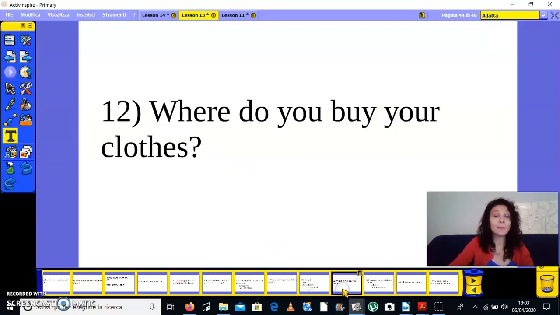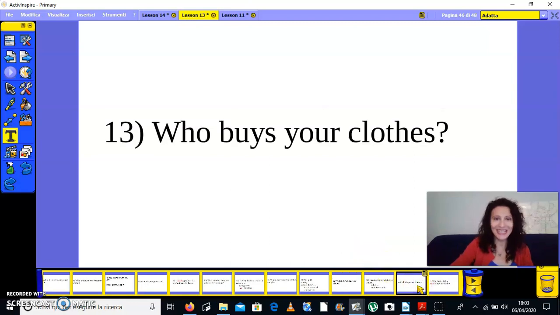And number 12, where do you buy your clothes? I usually buy my clothes in the town center or in Florence or in a shop called, and then you can write the name of the shop. And the last question, I have to go quickly, is who buys your clothes? Here you write who in the family buys the clothes. My mom buys my clothes, or my dad, or my grandma, or my grandpa, whatever, buys my clothes. Or my parents, plural, buy my clothes.